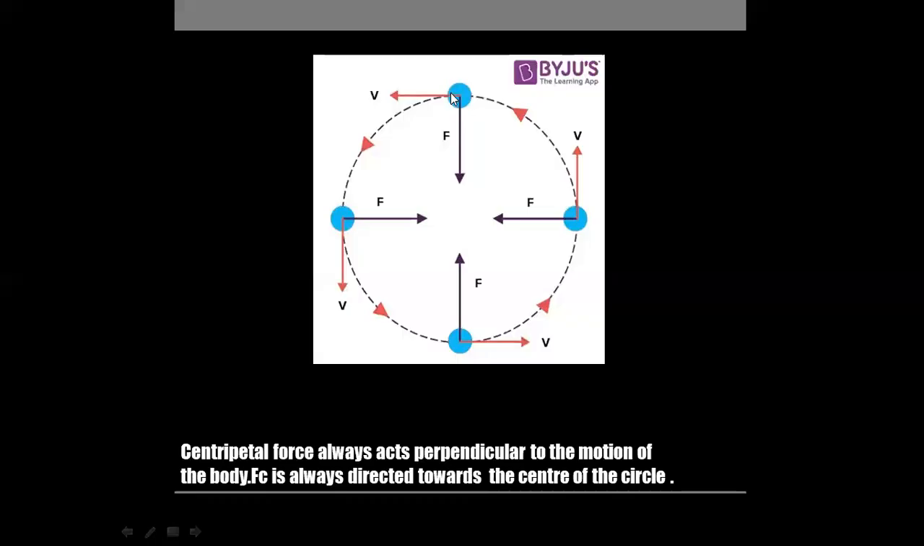Now let's consider that the body is moving and this is the direction of motion. This is shown by v, and F is the centripetal force whose direction is inside of the circle. So F and v, the centripetal force and the motion of the body, they are always making an angle of 90 degrees at every instant of the circle. Wherever the moving thing is present in the circle, at any point in the circle, F and v are perpendicular to each other. It means making an angle of 90 degrees. Okay.